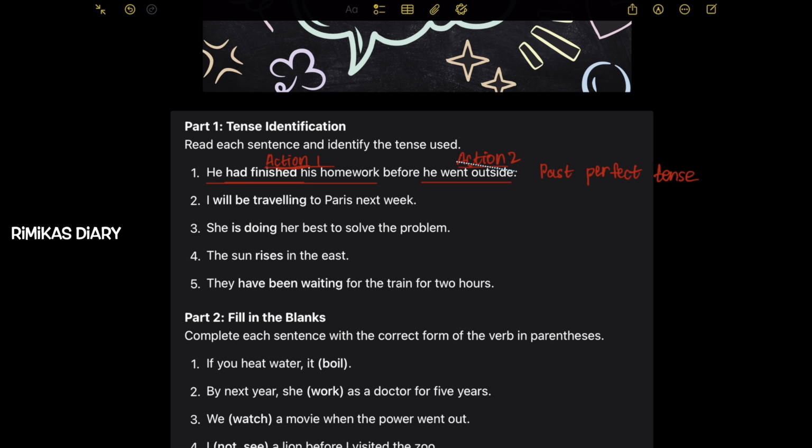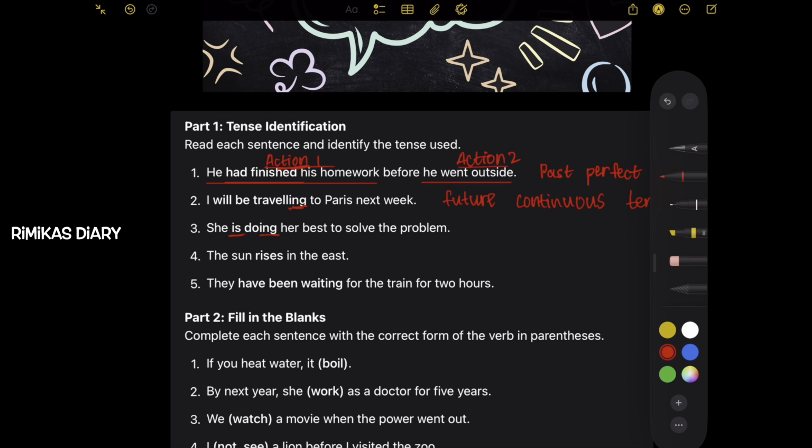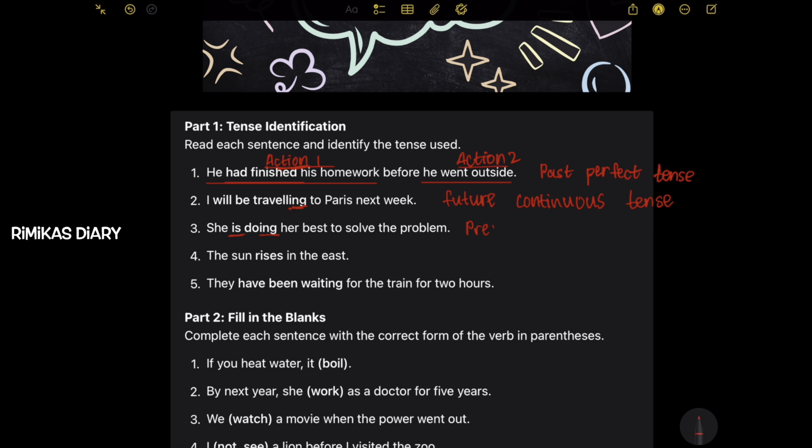Next, I'll be traveling to Paris next week. So it's future tense, but it also has ing at the end. So it's future continuous tense. Next, she's doing her best to solve the problem. So it ends with ing and it has is, which is present. So then it's present continuous tense, because it's an action that's continuing right now.